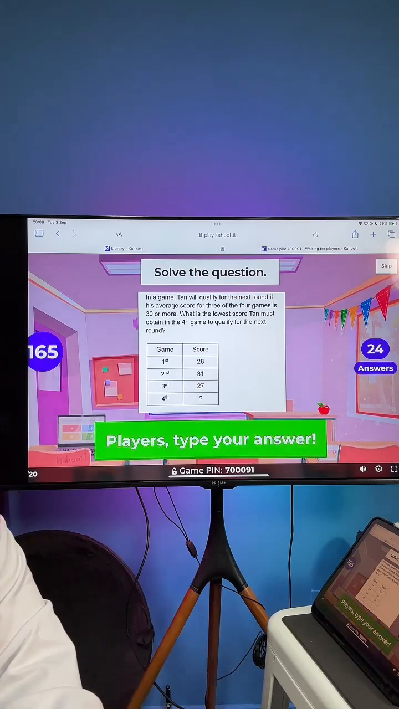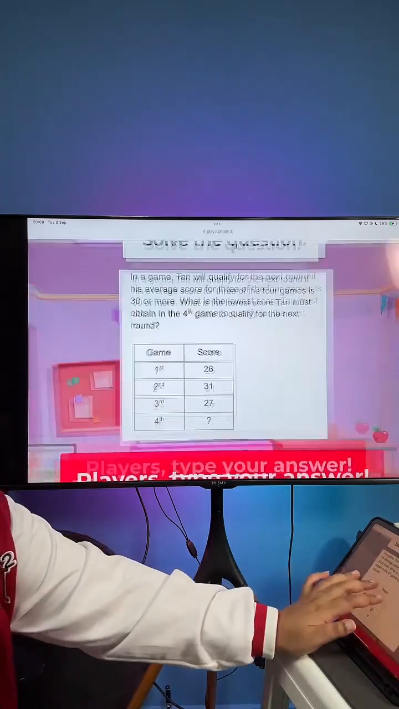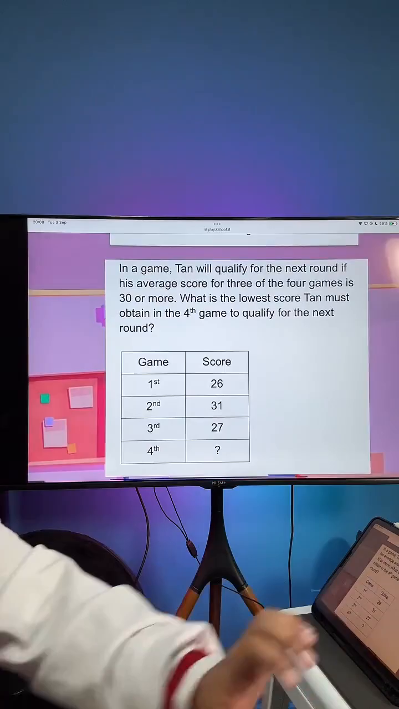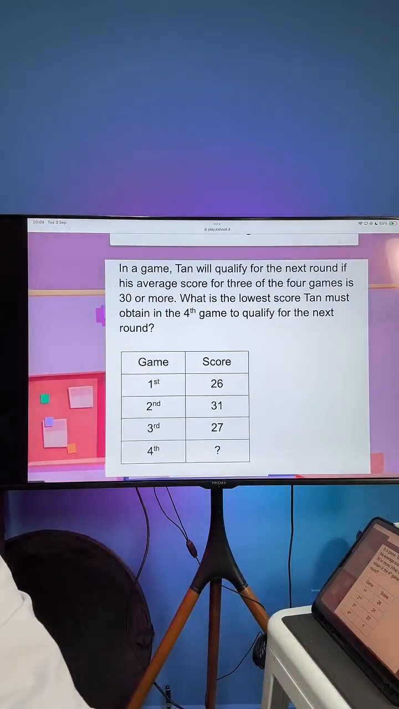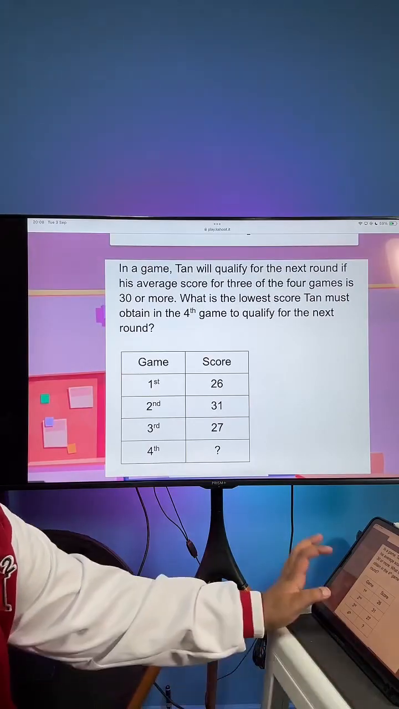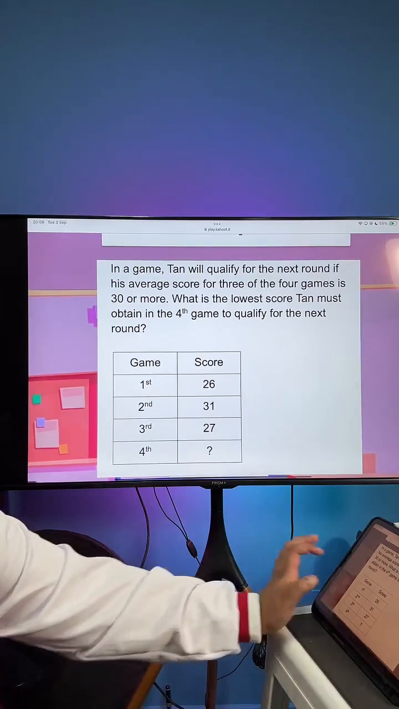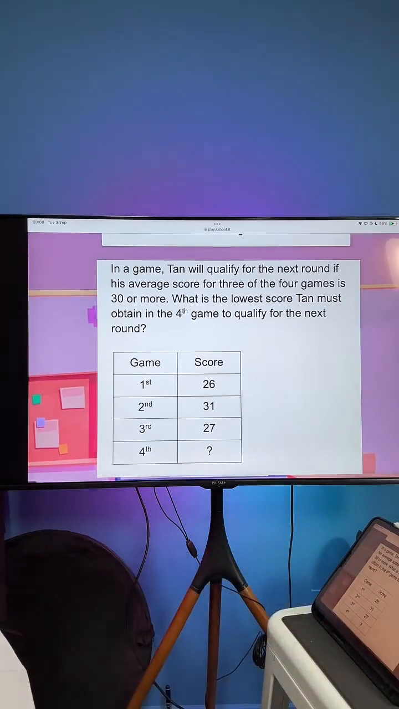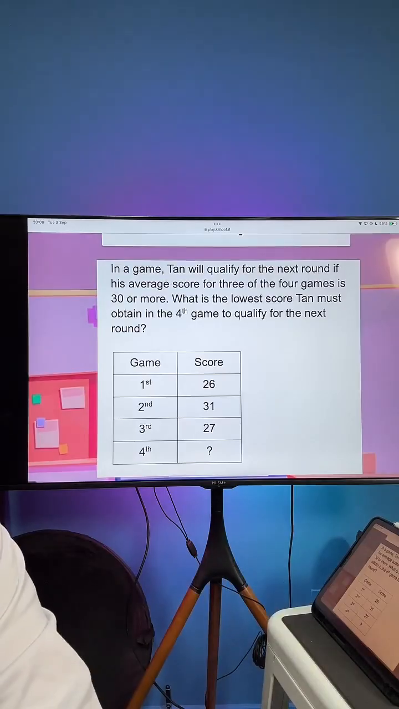Alright, this also appeared in PSLE. Let me zoom in the question for you guys again. In a game, Tan will qualify for the next round if his average score for 3 of the 4 games is 30 or more. What is the lowest score that Tan must obtain in the 4th game to qualify for the next round?